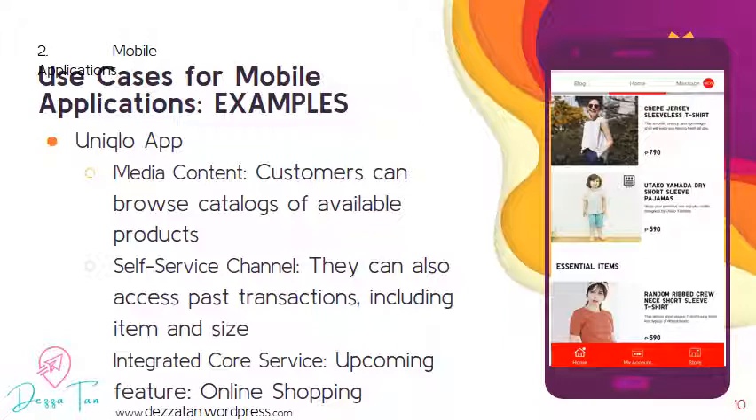In their app, you can browse through their catalog to see their current products, promos, and prices. It also serves as a self-service channel wherein you can access past transactions including the items that you bought along with the sizes. You can also access here vouchers that you can use for your future transactions. And lastly, as an integrated core service, Uniqlo announced that they will be launching an online shopping service in the later part of this year.